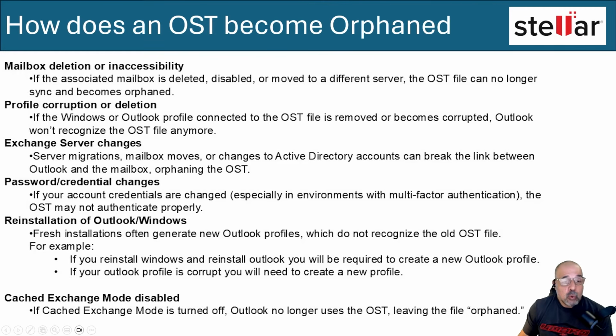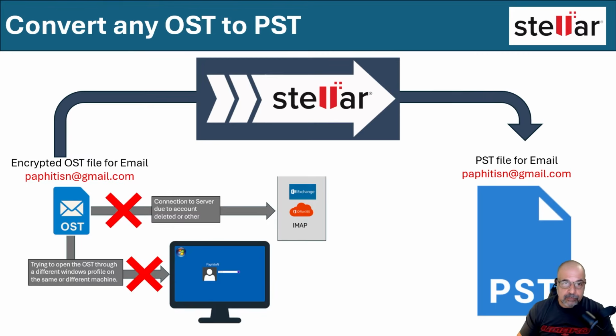Reinstalling Windows: if you reinstall Windows on the machine of somebody that left and you don't have their Windows profile anymore, again, that OST is now rendered orphaned. And also, if cached Exchange mode is turned off, Outlook no longer uses the OST, leaving that OST file orphaned. So that OST file essentially contains all the information, all the emails, calendar events, and everything, but it's now encrypted and orphaned. There's no way of accessing it.